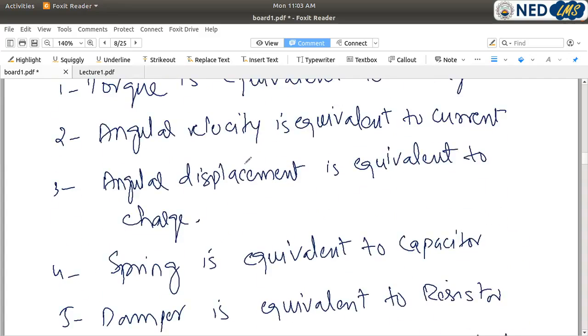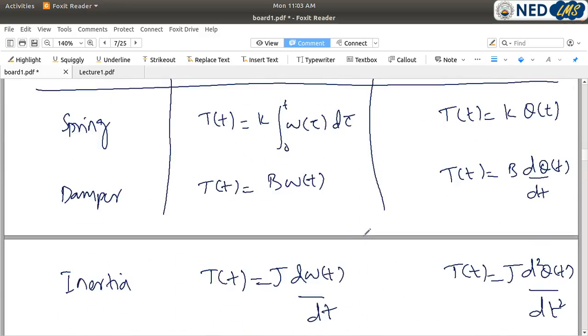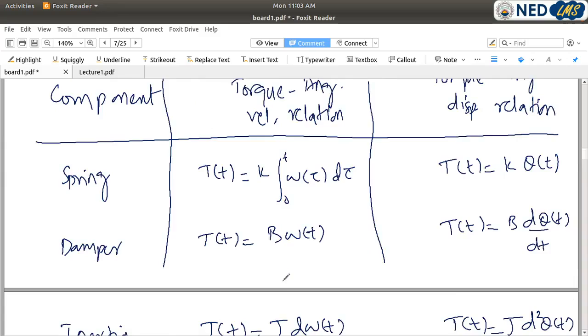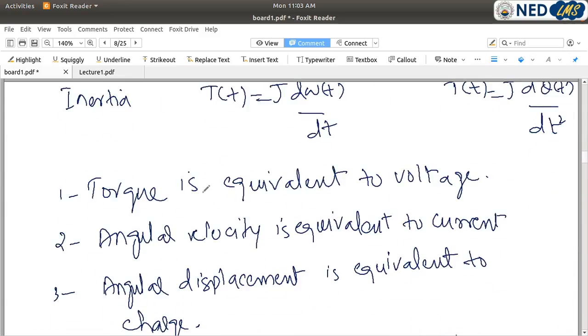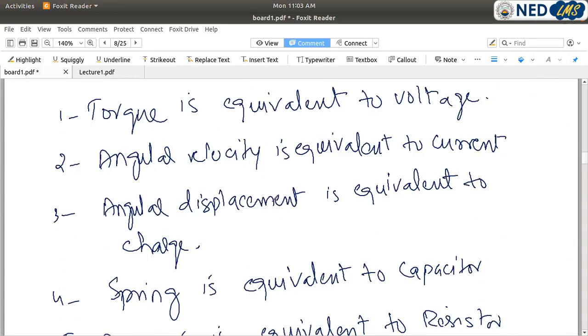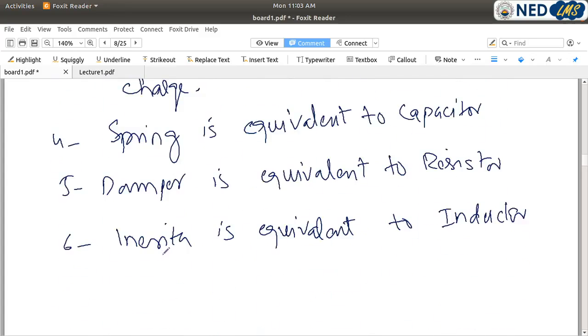You can write all these analogies by comparing these equations with the electrical network equations. You can do this on your own and you will arrive at these statements. Torque is equivalent to voltage in rotational system. In translational system, force was equivalent to voltage. Angular velocity is equivalent to current. Angular displacement is equivalent to charge, and so on and so forth.